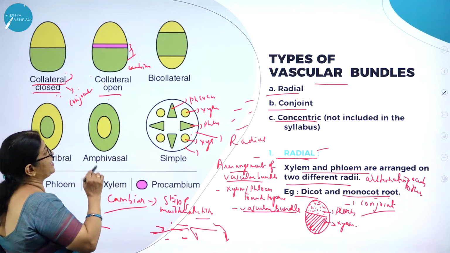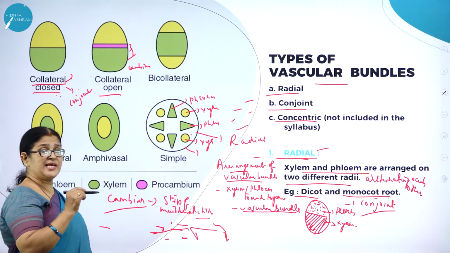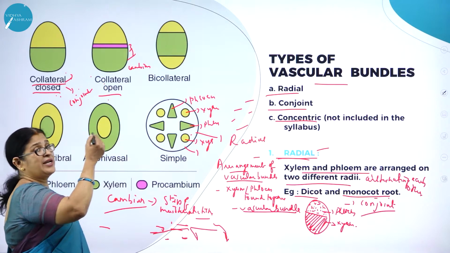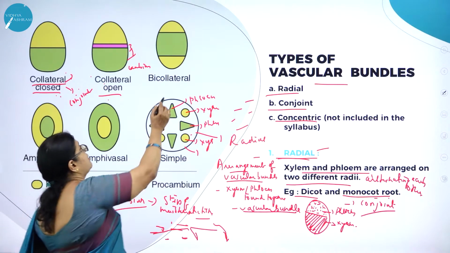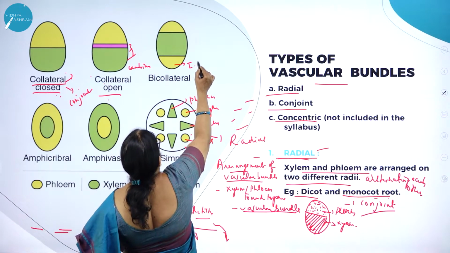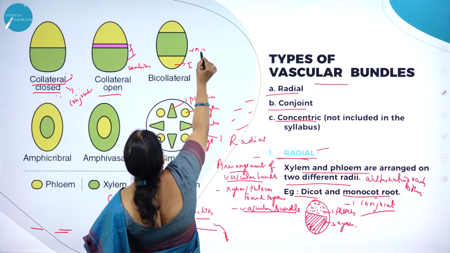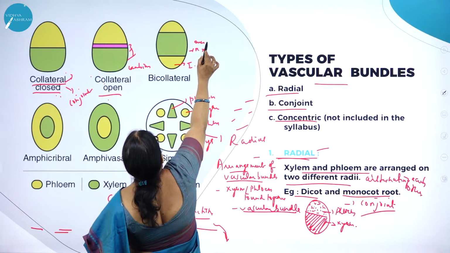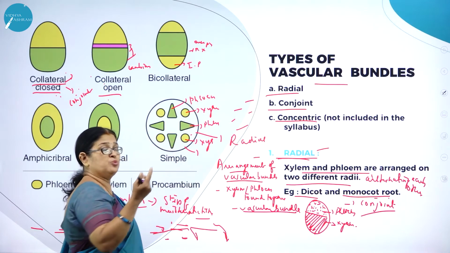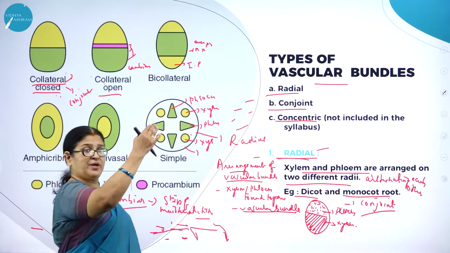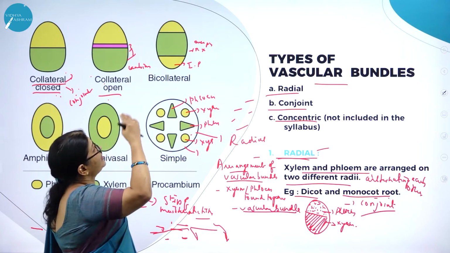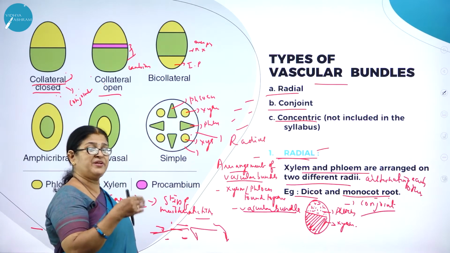What do you mean by bicollateral? The middle xylem is surrounded by outer phloem and inner phloem. So this is called inner phloem. This is middle xylem and that is called outer phloem. Bi means what? Two. So you come across phloem at two sides, one above, one below. In between, xylem is there.